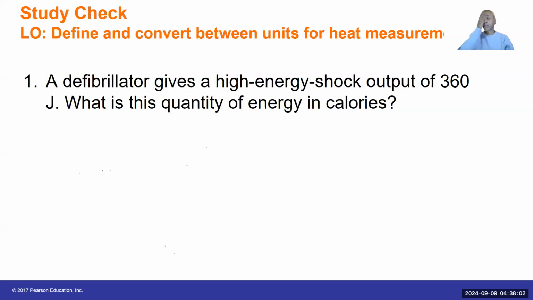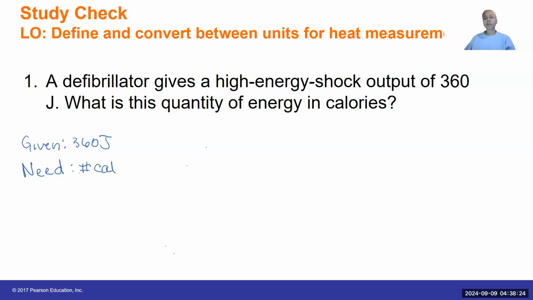Let's do a little bit of practice. So a defibrillator gives a high energy shock output of 360 joules. What is this quantity of energy in calories? You always write what you're given. We're given 360 joules. And what we need is the number of calories.